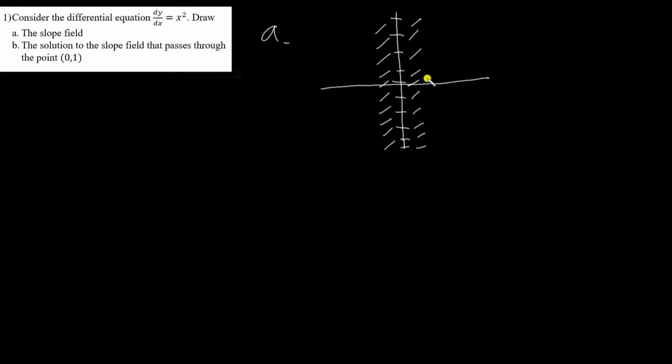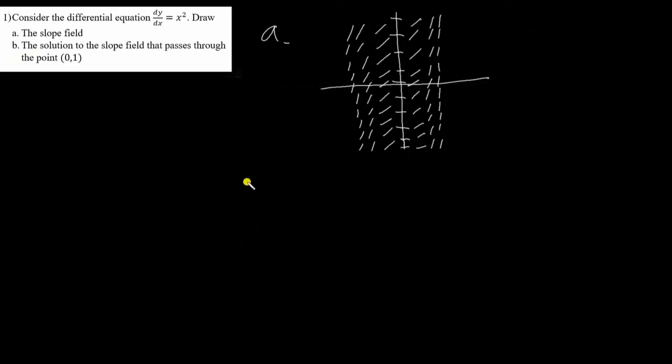Yeah, okay, and then when x gets to 2, the slope is going to be 4. So the slope is getting a lot steeper, so it's going to look something like this. And the same thing over here. And then if I go to 3, I'm going to get 9. So it's going to be very steep now, nearly vertical. Okay. And then that's part A.